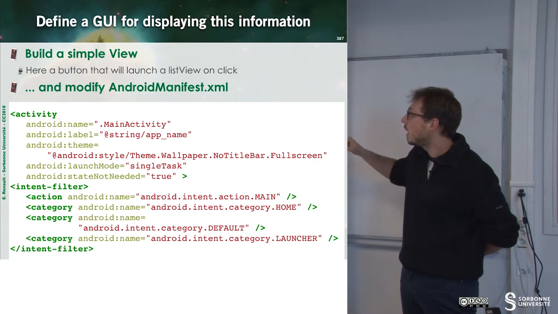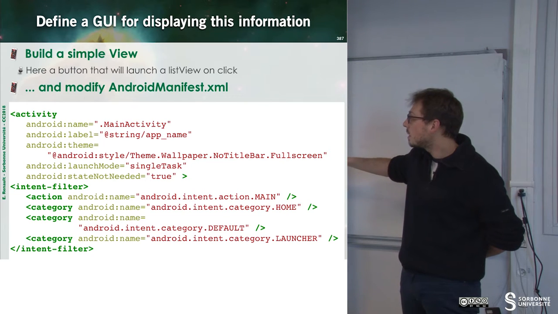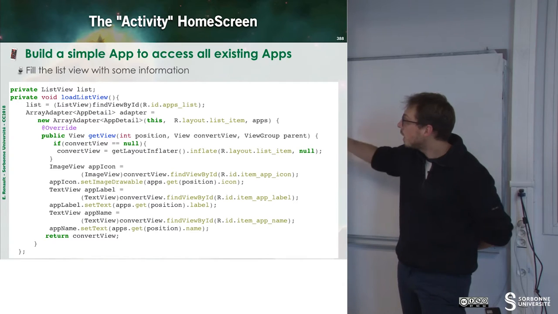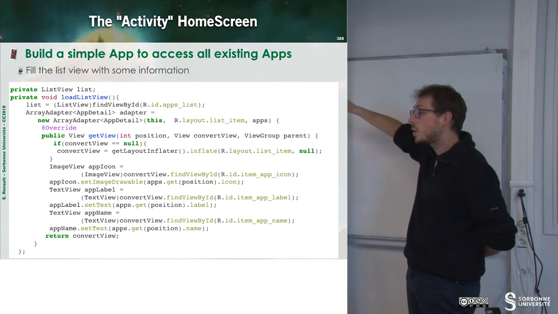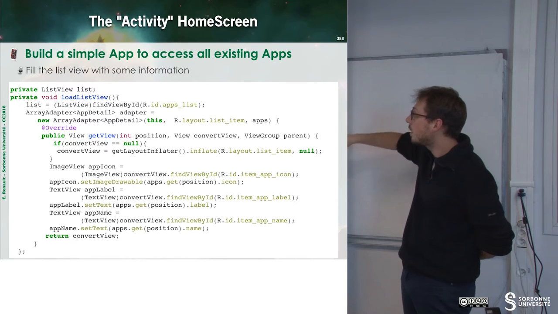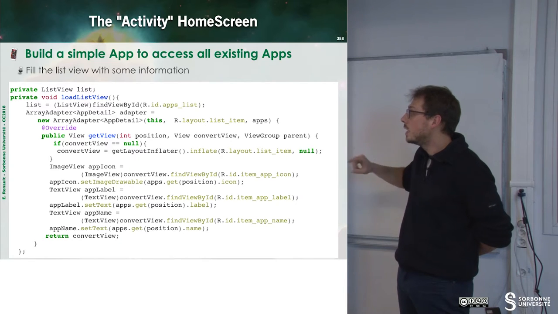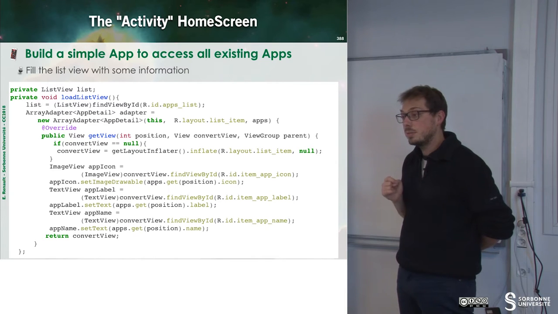Then, if I want to display this list of activities, I just have to build a simple view, for instance, a list view, and then I have to modify my Android manifest XML file to be sensitive to launch in order to be the main part of my activity. And then I just have to build the view. To do that, I just use an array adapter. Through this array adapter, I can then define the view for each element inside my list, and then set up the icon.